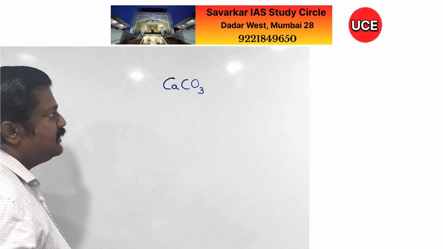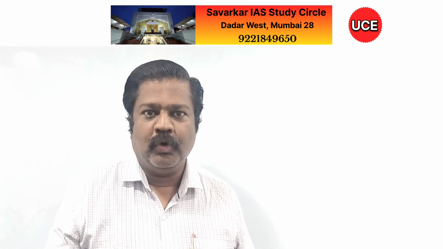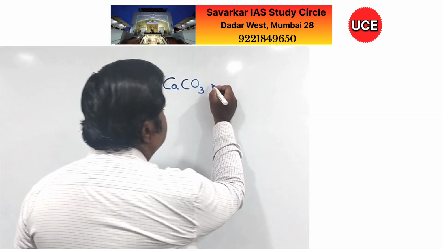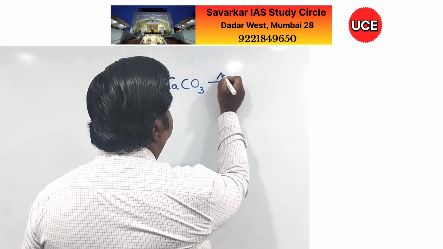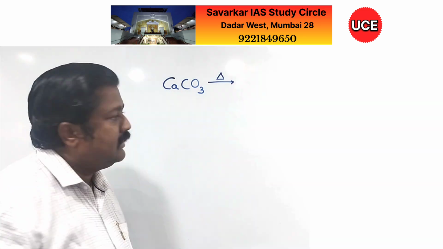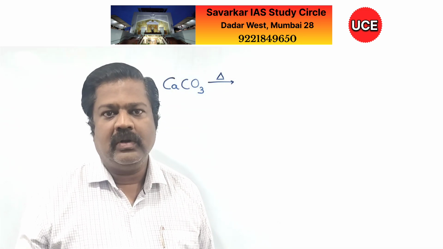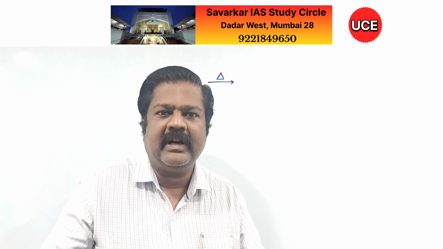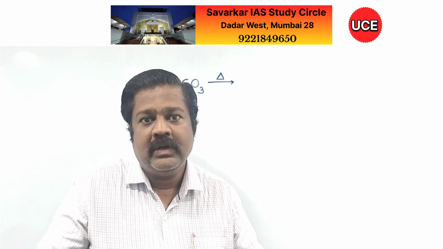This substance is called calcium carbonate. We are going to heat it. This is the symbol of heat, which means we are heating strongly, say for example around 600 degrees Celsius.